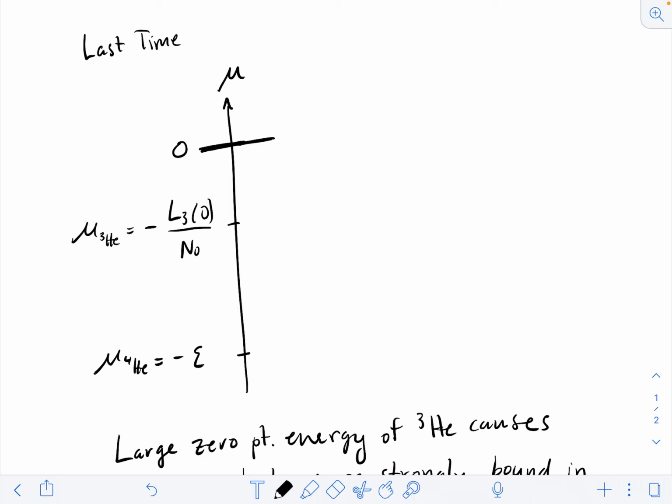And one of the ways that we characterized this was by calculating the chemical potentials. And so this was the chemical potential for a single helium-3 atom added to liquid helium-3. And that was just related to the latent heat per particle, latent heat of vaporization. And then we had the chemical potential for a single helium-3 atom added to liquid helium-4.